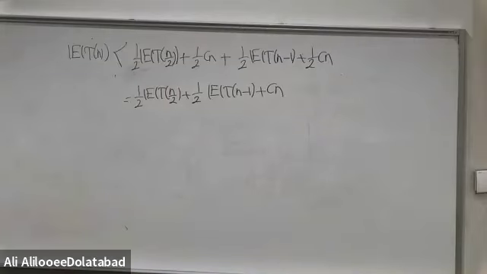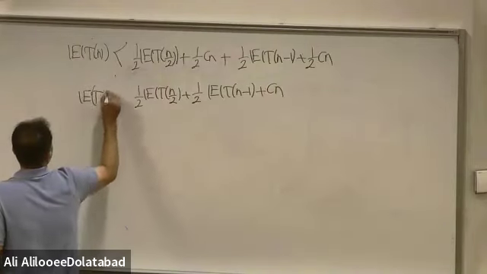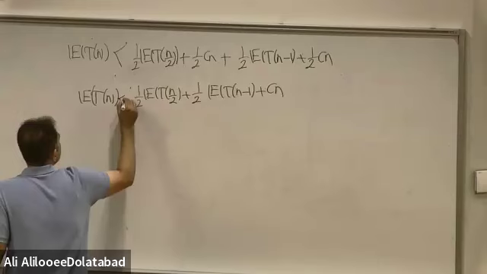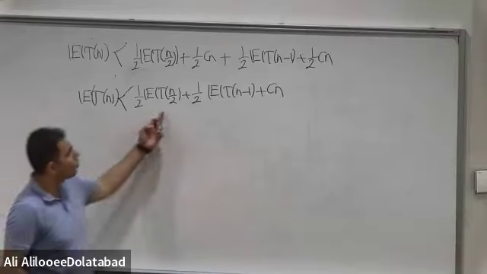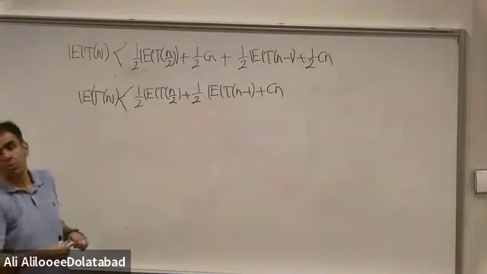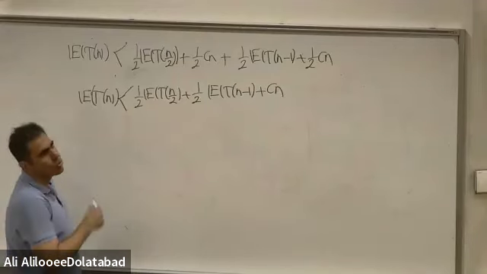Any questions, any comments? Now, that's what I wish to show: E of Tn is less than... Still, it is not a very easy recurrence. What is the issue? The issue is that you have two recursive calls with different inputs. That's the issue. But we may be able to get rid of it.